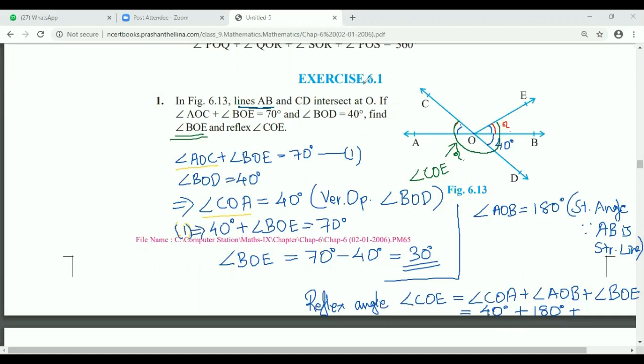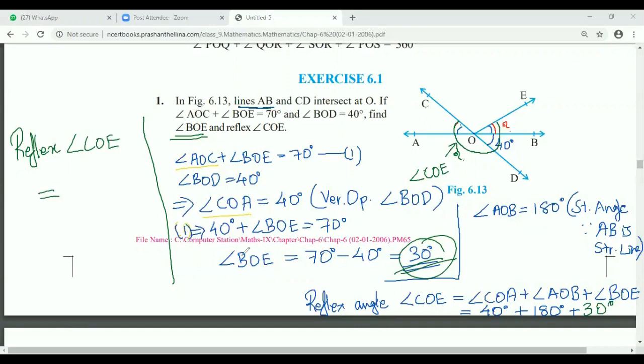Here we have found the value of AOB. You can see the angle AOB value here. So you can add that value also, plus 30 degrees. So adding these three angles, you can find the reflex angle COE measurement. Sum of these three measurements, that is 40 plus 180 plus 30. What is the answer? 250 degrees. 250 degrees is the measurement of reflex angle COE. That's the way we are solving this first question.